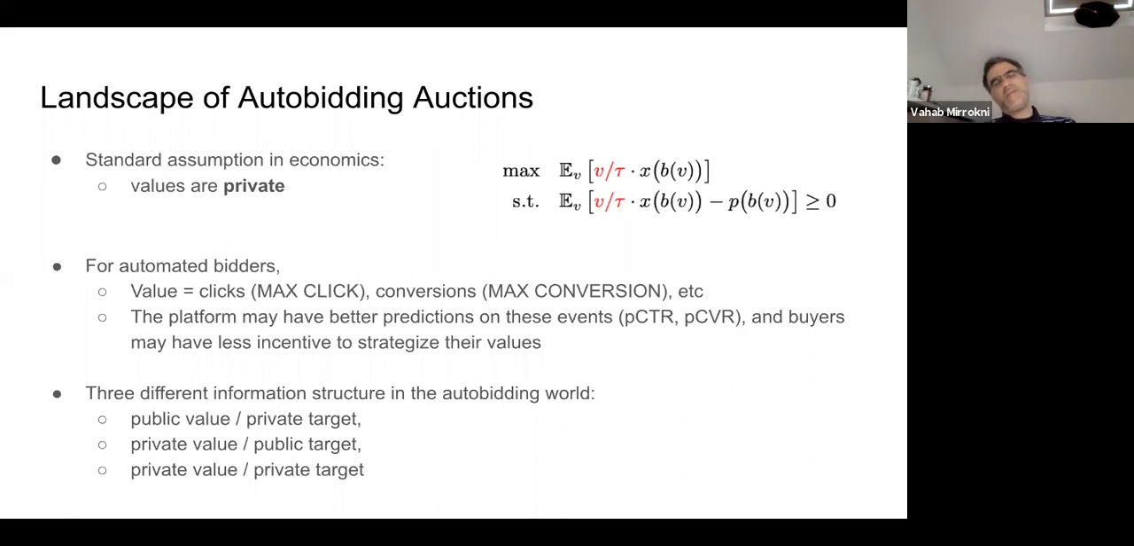We notice that in some cases, the values of advertisers can be captured by the probability of the conversion or the probability of the click. These predicted click-through rates and predicted conversion rates are harder to game in general. So we can look at three or four scenarios in which these private values are not really private. If they are both public and known, then we are facing an optimization problem and not a game-theoretic auction design problem. In full generality, we have both private values and private targets, but we can assume that the values are known because they are hard to game, or that the targets are known. So there is a question of what the optimal auction is in different scenarios.